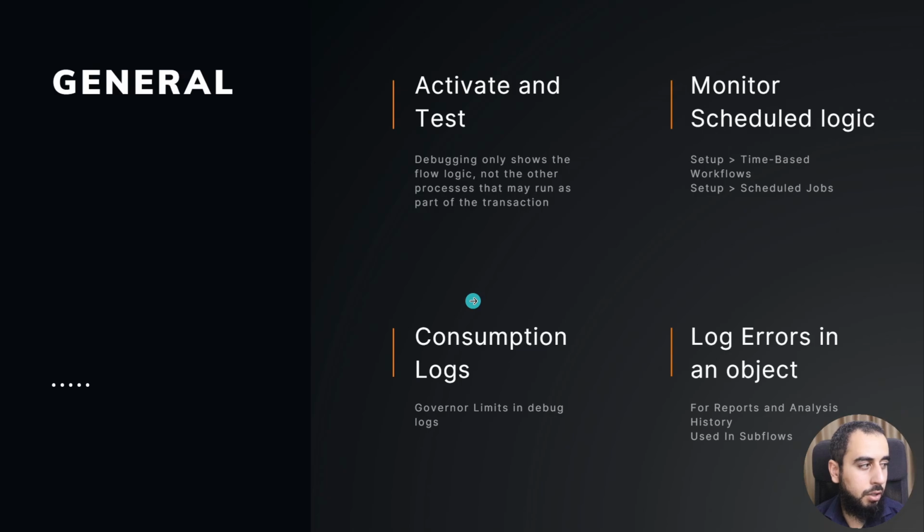Next, we have log errors in an object. One of the practices that we can do is to create a flow error custom object in which we could log information like the error message, the running user, things like that. And then when you create a fault path, that fault path automatically creates an error log record on that object, and then you can use it to run some analysis perhaps, or something of that sort. That could be helpful.